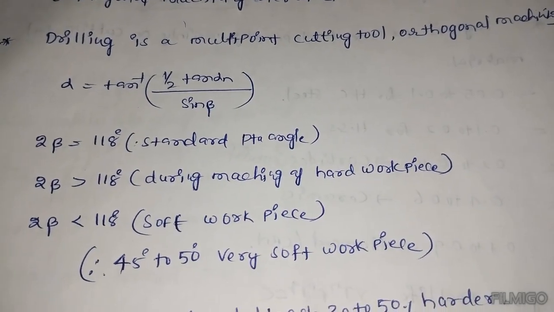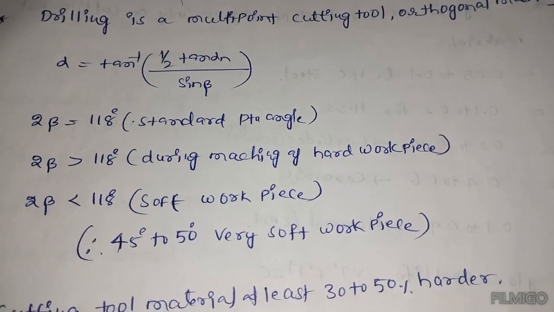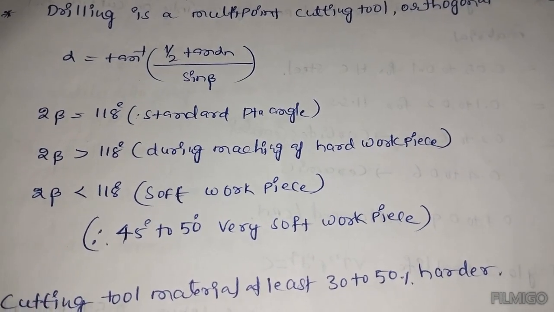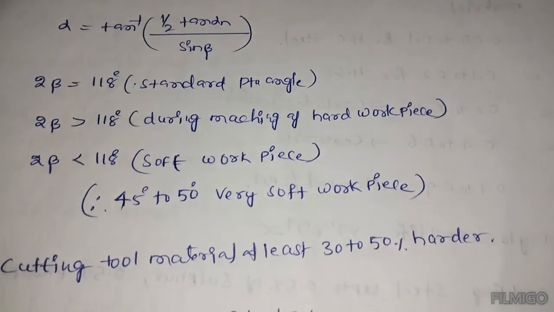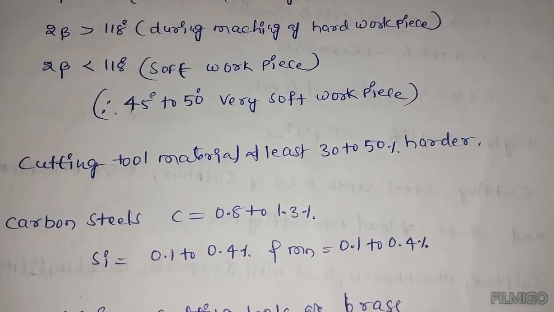2 beta greater than 118 degrees is for machining a hard workpiece. 2 beta less than 118 degrees is for a soft workpiece. And 45 to 50 degrees is for a very soft workpiece.